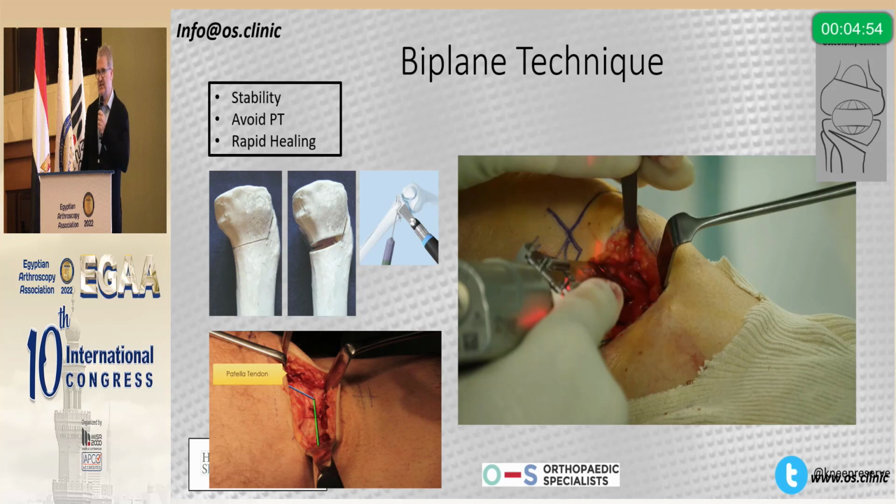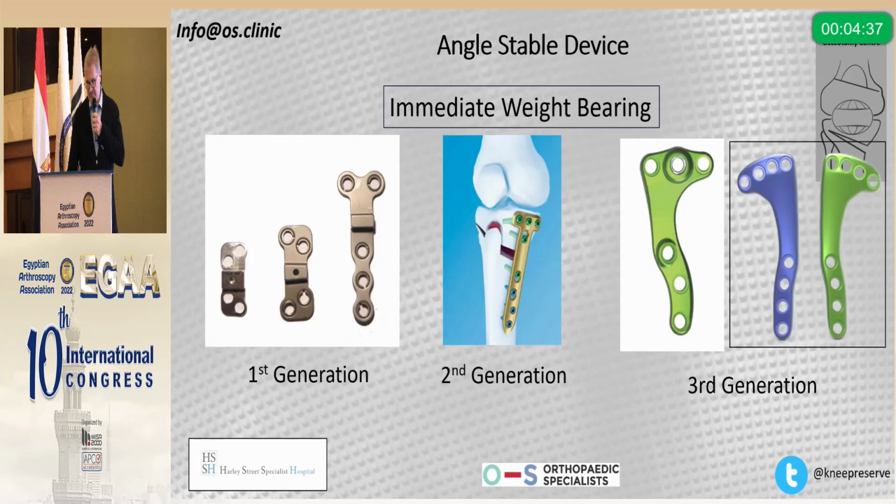It looks complicated, it looks difficult. You're comfortable with your uniplanar osteotomy. This is a massive advance in osteotomy. In stability, you don't have to worry about the extensor mechanism, you get rapid healing. This part of the osteotomy, Alex Staubli showed, heals within 3 weeks in an HTO.